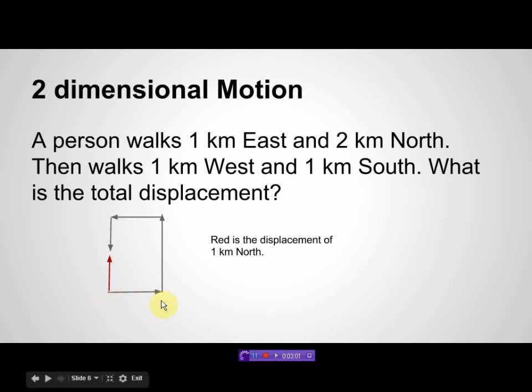Well, we go east 1 kilometer, 2 kilometers to the north, 1 kilometer west, 1 kilometer south. The total displacement is only north 1 kilometer. The finish is 1 kilometer north of the start. The total distance would be 1 plus 2 plus 1 plus 1, much, much greater. However, we are looking for the distance from start to finish, not the distance of the route.